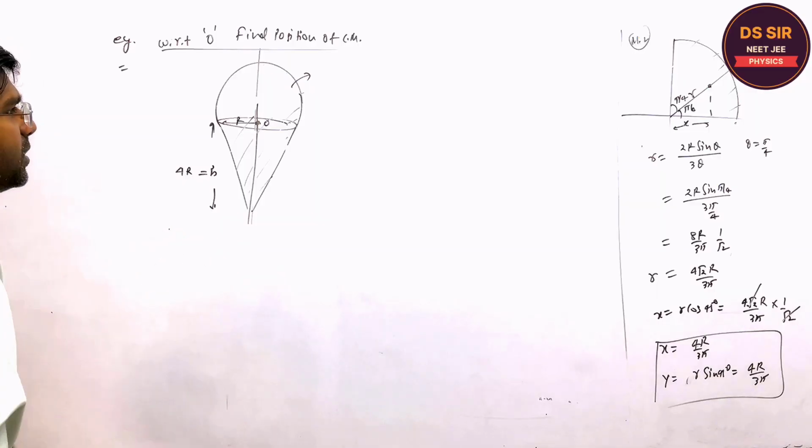Please copy this. This is the solid hemisphere on the top and the solid cone downward, right? This is the shape. Copy this first.